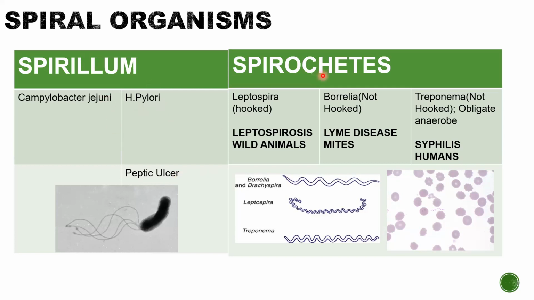Now, for the spirochetes, we basically have three types. We have Leptospira, Borrelia, and Treponema. Again, first time I hear about these. I don't know if I didn't study well or they're actually not there in our lectures. I don't remember. But anyways, just one thing that you need to know is that one of them is hooked and two are not hooked. You can see in this picture, the Borrelia is just straight spiraled. The Treponema is straight spiraled. The Leptospira is spiraled with a hook.